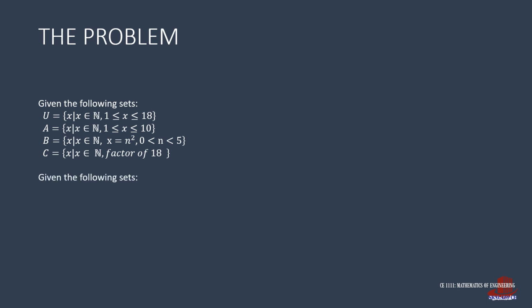We are to look for, first, the intersection of sets A and C. Second is the complement of the union of sets A, B, and C. The third requirement is the intersection of sets A and B. Then, the symmetric difference of sets B and C. Then last is the difference of the intersection of sets A and C with B.